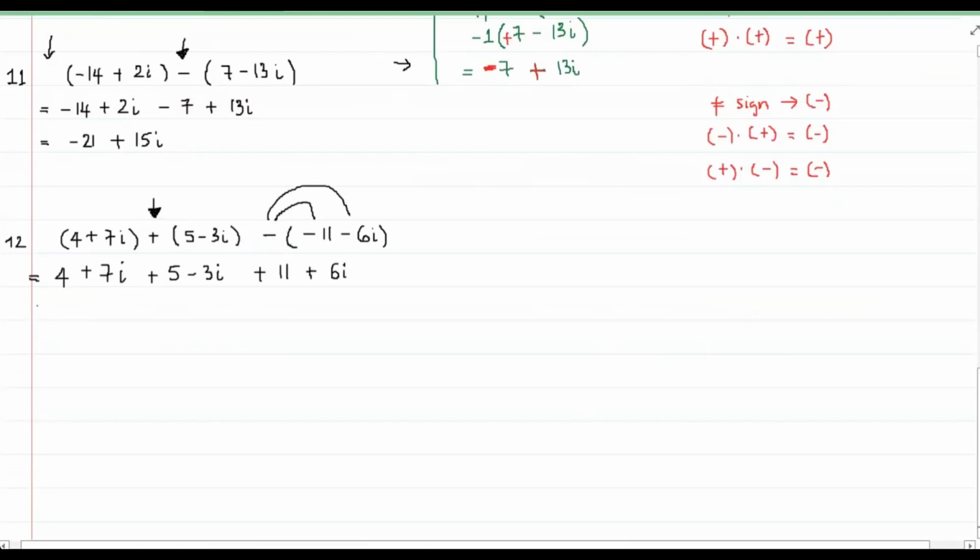Now combine like terms. 4 add 5 is 9, add 11 is 20. Now 7i minus 3i is 4i. 4i plus 6i is 10i.